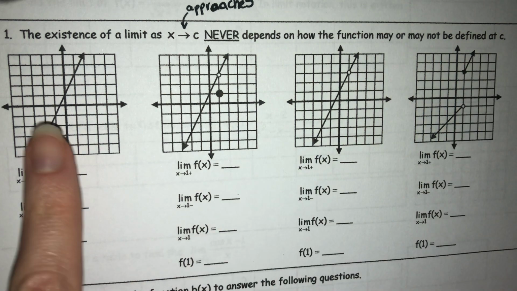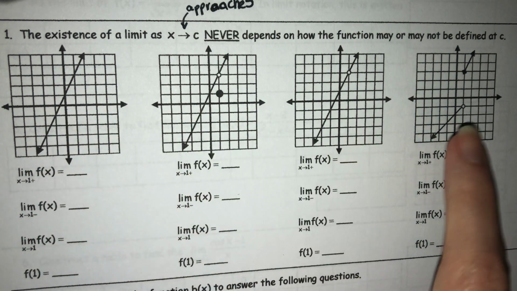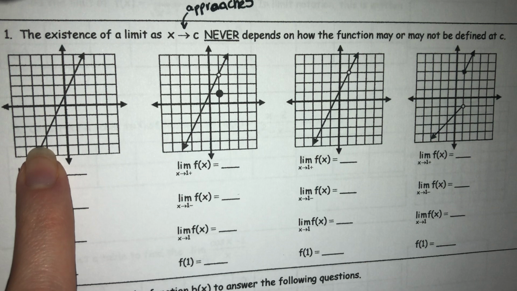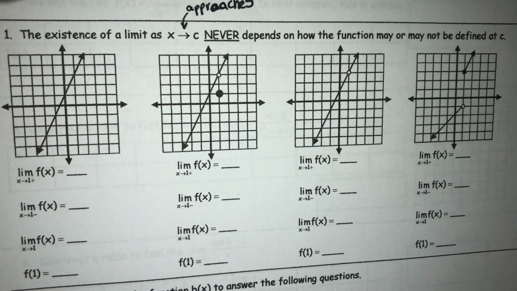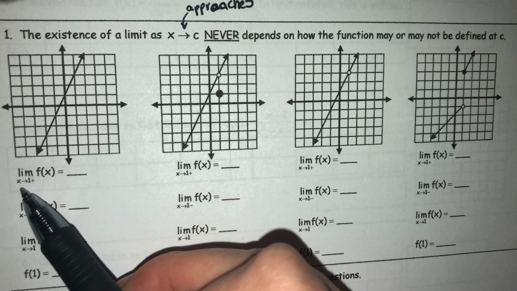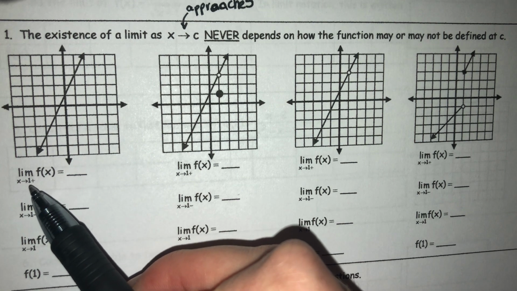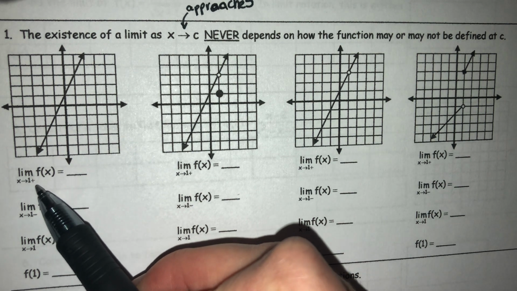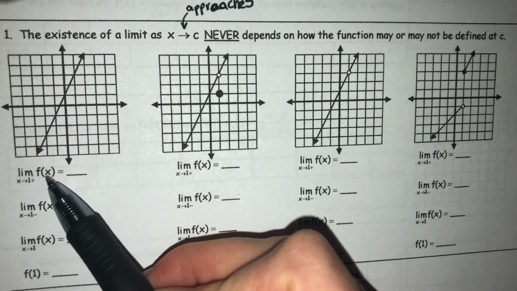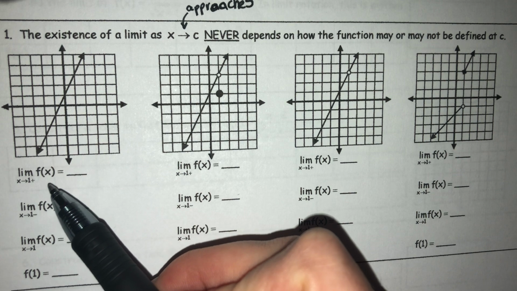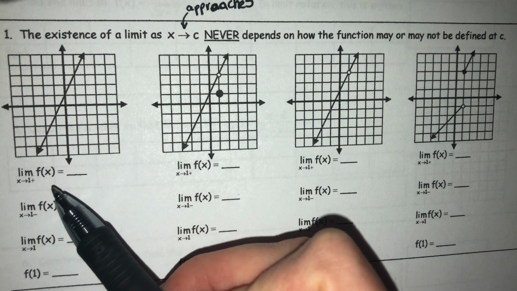So in this problem, we see 4 graphs. The first graph is a super easy graph. It's one that you probably would have learned how to make in Algebra 1, perhaps even earlier than that. Okay, so what we're looking for here is the limit as x approaches the number 1 from the right side of the function f of x. So what does that mean? Well, that's what I'm here to teach you.